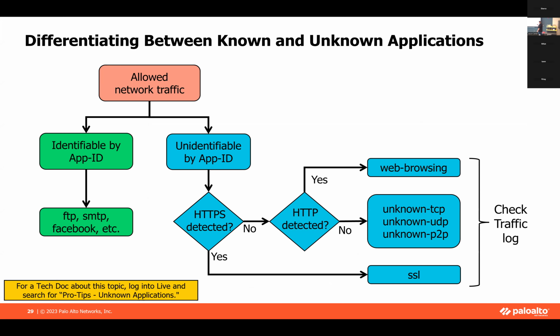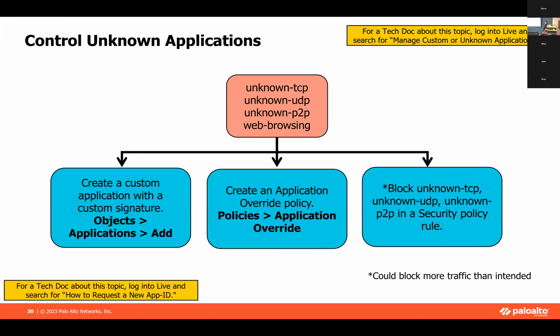On all of those, if it is not HTTPS or HTTP, then we're going to go ahead and register it as unknown TCP, UDP, or peer-to-peer, depending on the type of traffic that's coming through. And so you'll be able to see that in the traffic log.